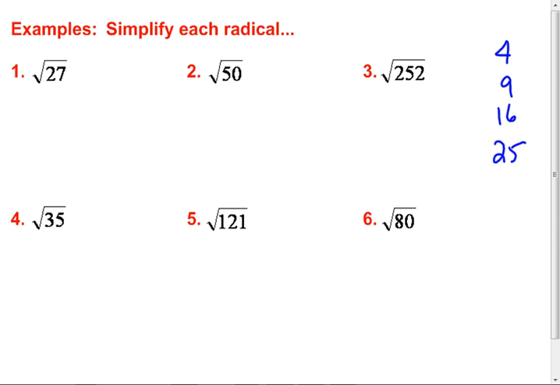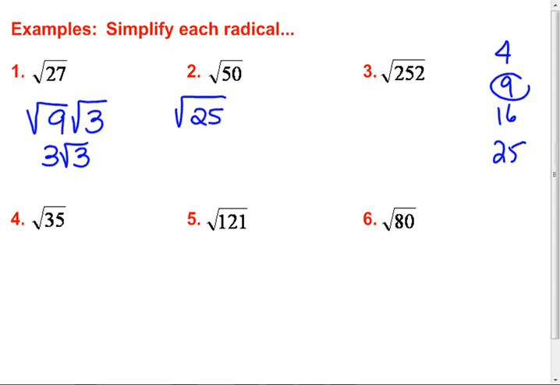So you start here at 25, and if you think about it, you only have to go half of whatever that number is. So it's 9, right? So it's the square root of 9 times the square root of 3. That's 3 times 3. That's right. What's the biggest number that goes into 50? 25. Yeah, this is the fastest way. 25 times 2, so it's 5 square root of 2.